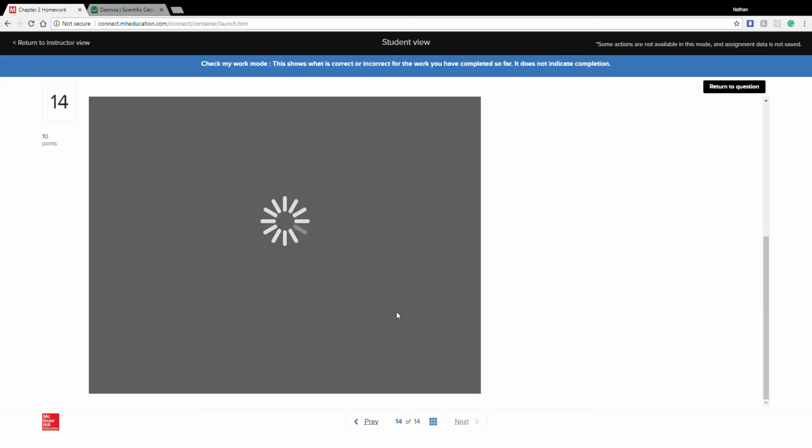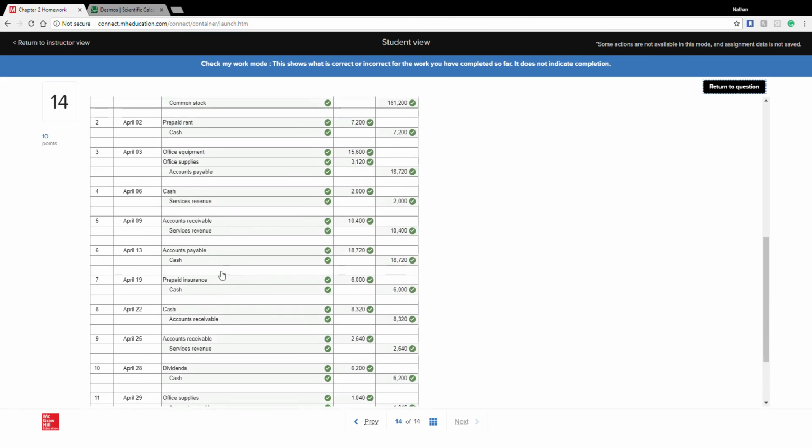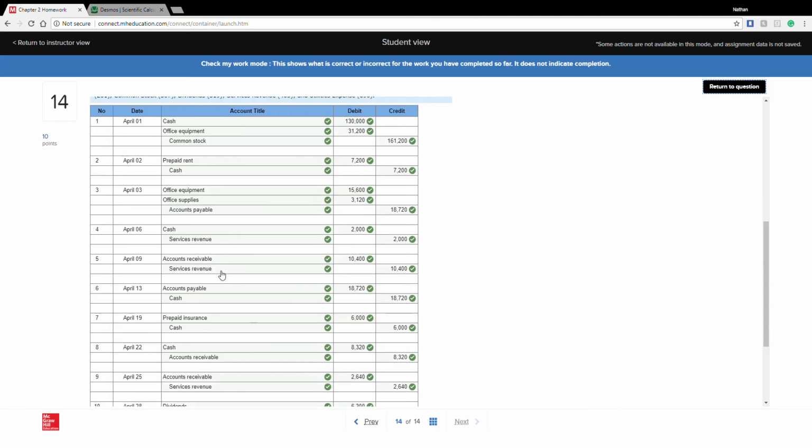Again, check our work. There they all are. Now as you can see, it's going to be hard to take one picture, so you're going to have to take multiple pictures. So again, use your handy dandy phone.